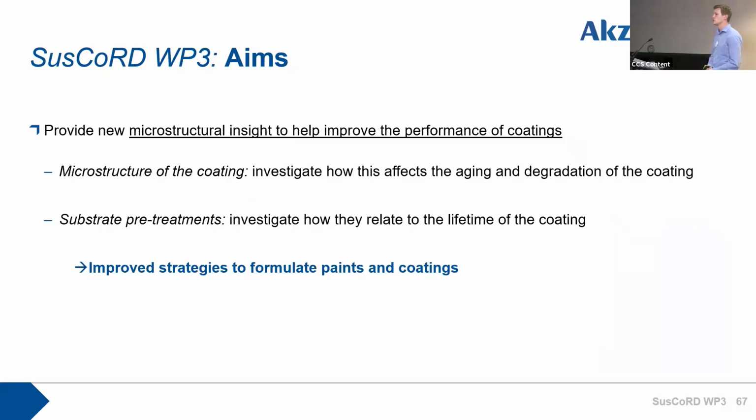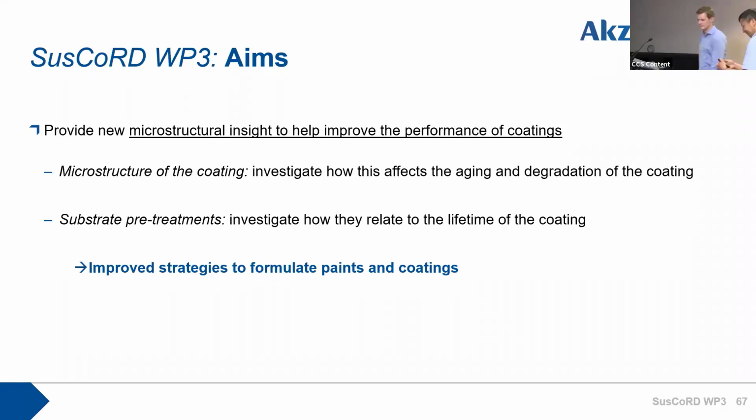So what work package 3 is aiming to do is to provide new microstructural insight to help improve the performance of coatings. In one part, it's looking at the microstructure of the coatings and investigating how it affects the aging and degradation of these materials, but also looking at the substrate and the pretreatments applied to the substrate before the coating gets applied onto it. So how this pretreatment relates to the lifetime of the coating applied onto it. This will help us in AkzoNobel a lot to come up with improved strategies to formulate paints and coatings. I'll now hand over to Zhou, who will give you a bit more detail.